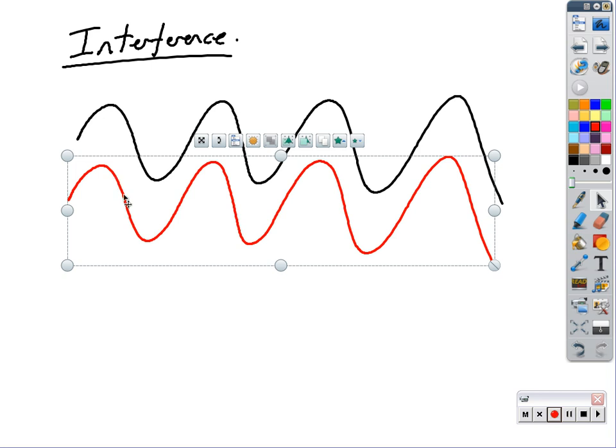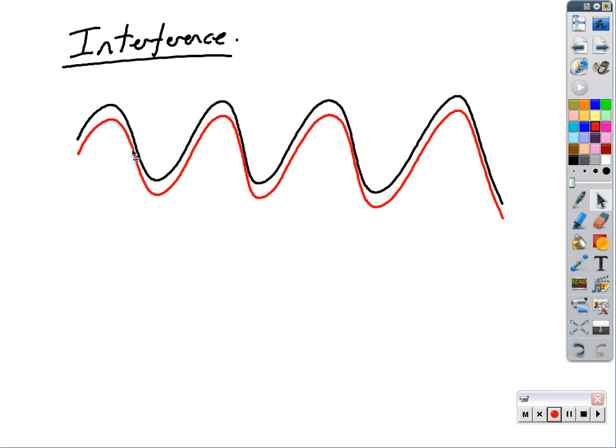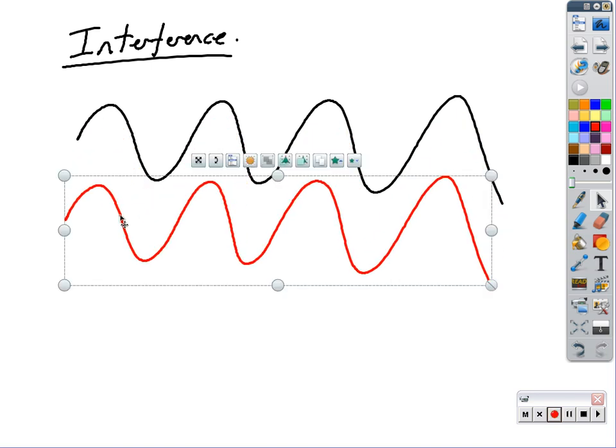So if you've got these waves in line, then they will line up with one another, and the troughs and the crests will meet one another, and they will constructively interfere with one another, allowing the amplitude to double for the crests and the troughs. Now that would be constructive interference.